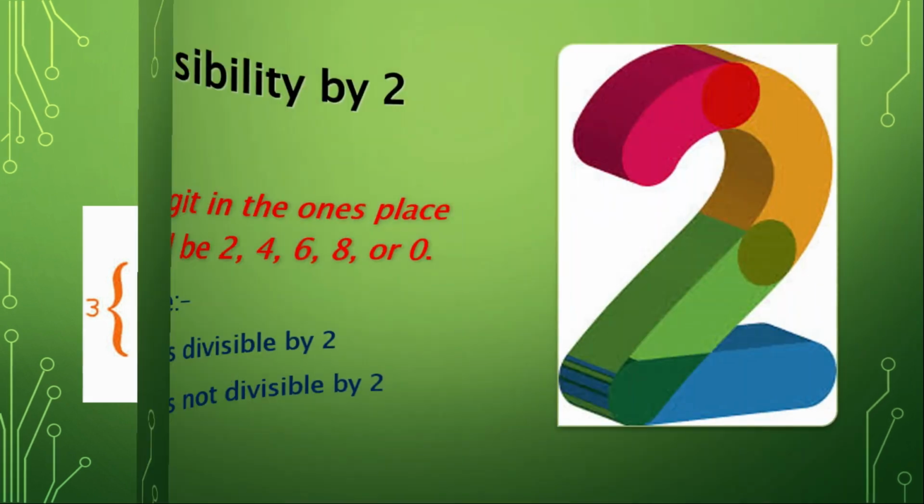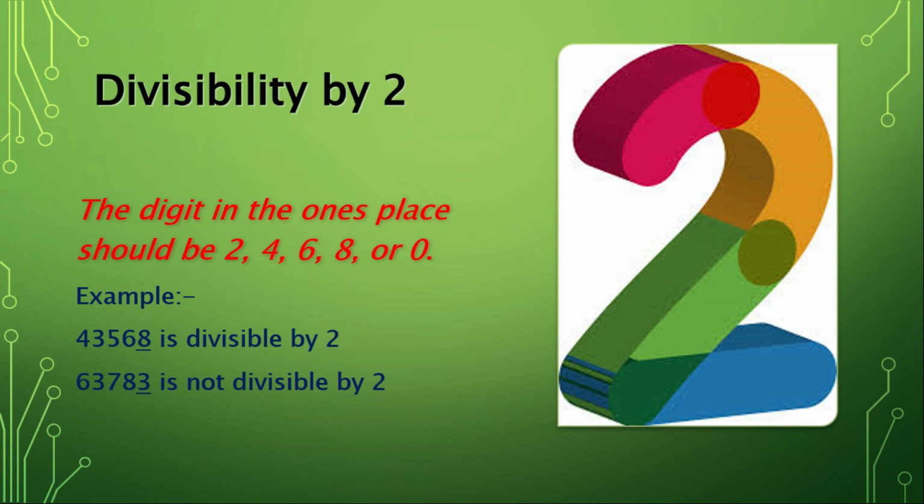So let us have a look at different divisibility tests. First of all, let me tell you the divisibility rule for 2. The digit in the ones place should be 2, 4, 6, 8 or 0. That means while checking whether a particular number is divisible by 2, we just have to check the last digit, the digit in the ones place. It should be 2, 4, 6, 8 or 0. If it is anything other than these, that means the number is not divisible by 2.